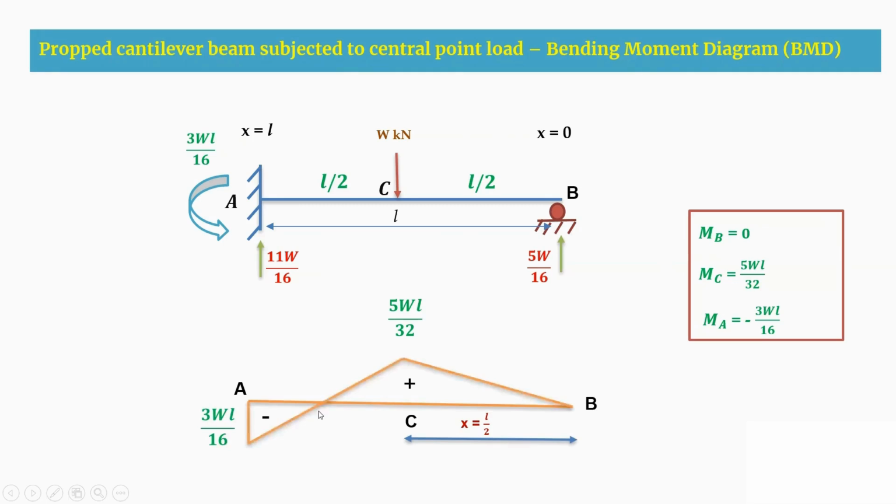So from B, 0 to C, it is positive, and again at A, you get a negative. So at some portion, you get the moment to be 0, that is at x equal to 8L by 11. So this is how you are going to draw your bending moment diagram.